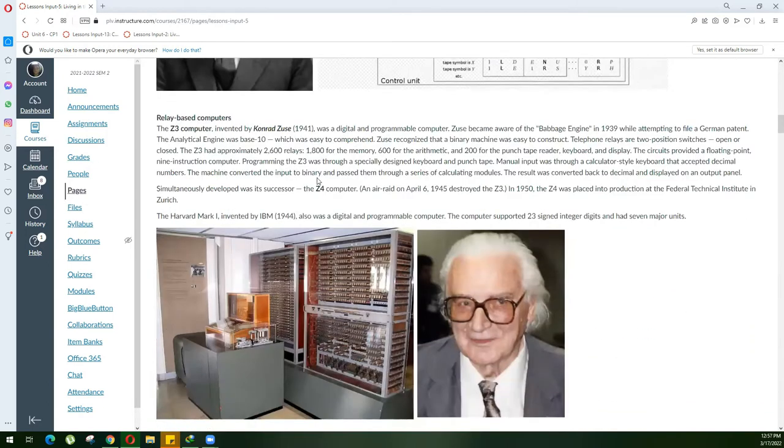Relay-based computers. The Z3, invented by Konrad Zuse in 1941, was a digital and programmable computer. Zuse became aware of the Babbage engine in 1939 while attempting to file a German patent. The analytical engine was based on the decimal system, which was easy to comprehend, but Zuse recognized that a binary machine was easy to construct.